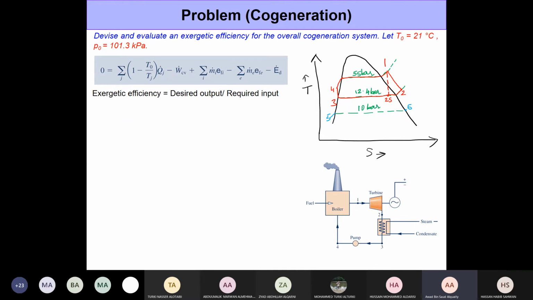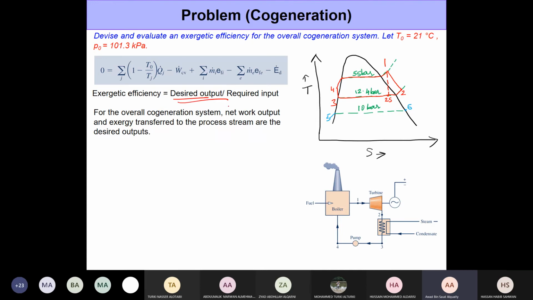Okay, so when you look at the entire cogeneration system, the desired output that you're getting here is the net work output that we obtain from the turbine plus the exergy transfer that's happening to the process stream, right, which is happening here in this heat exchanger or in the condenser. Now, for this desired output, which consists of two different things, work plus heat transfer, we need to provide some input. And the input is simply the exergy increase within the boiler, right? We need to heat up the fluid. So that's the simple exergy input that we are providing.